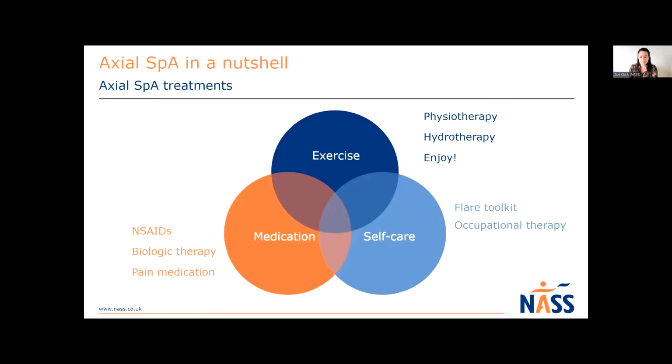You can also ask your doctor to make a referral to occupational therapy if you're struggling with things around the house or at work, because making these adaptations can help you do more with less pain and fatigue. Now, smoking makes axial SpA worse and can also reduce the effect of biologic therapy. So if you're a smoker, then do consider asking your doctor to refer you for support in reducing or quitting to help your axial SpA.